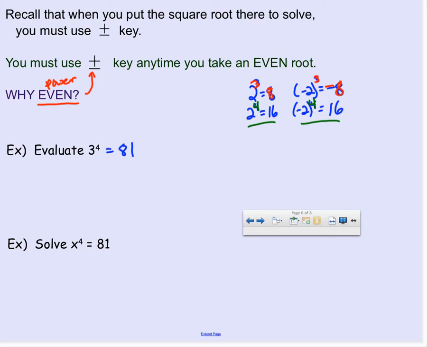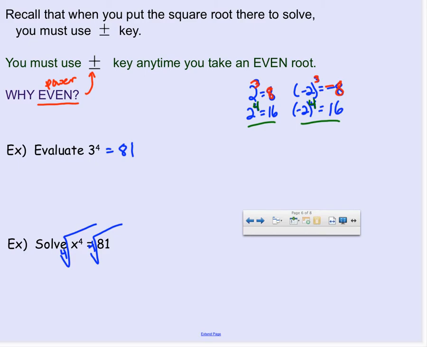The next example says solve x to the 4th equals 81. Well, if we want to solve x to the 4th, how do we get rid of this little 4 right here? What we would have to do to get rid of it is 4th root both sides.